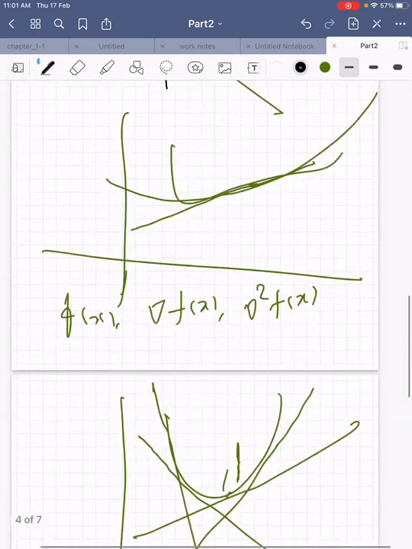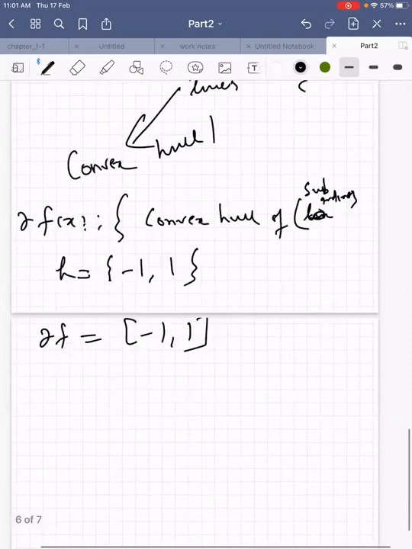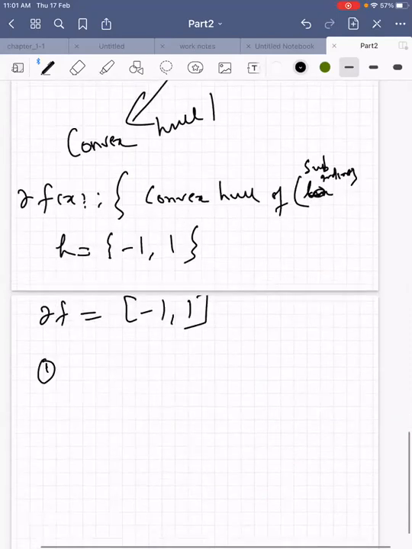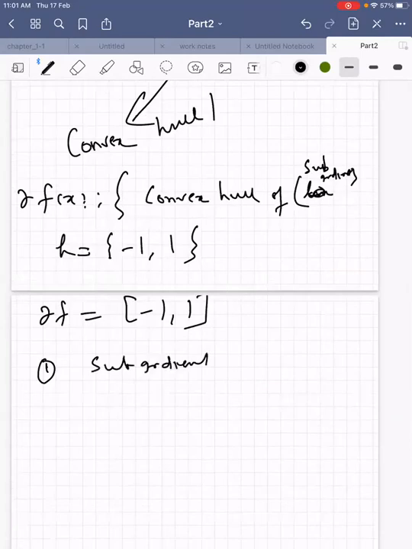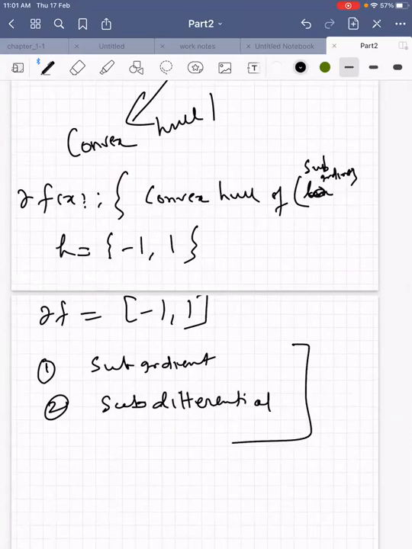Is that okay? So basically we have understood the definition of a subgradient and a subdifferential. These are the 2 things. Any doubt?